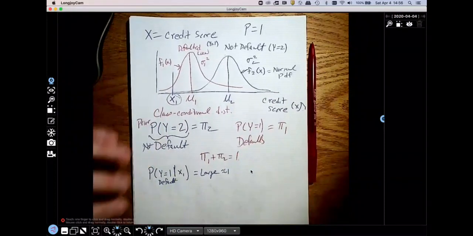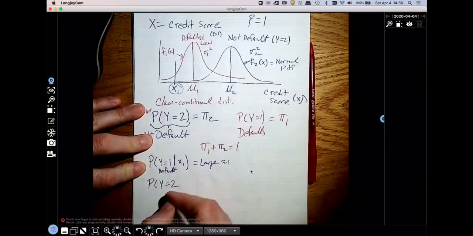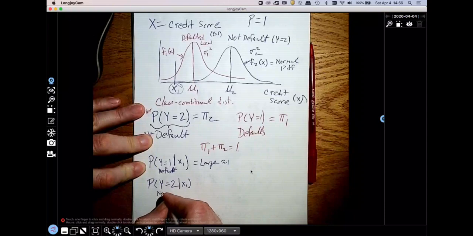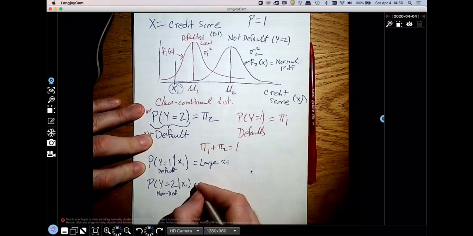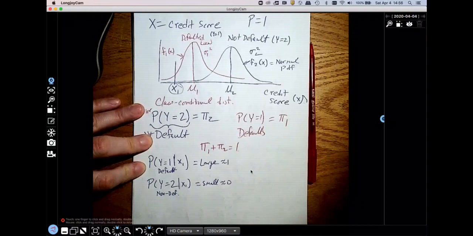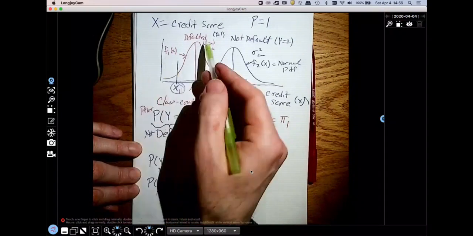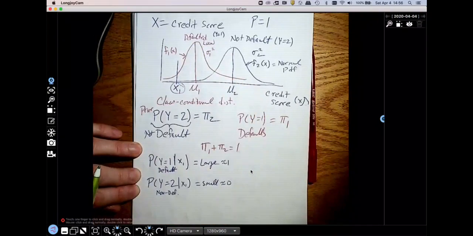All right. Likewise, we would say the probability that y is equal to 2 given x1, so this is the non-defaulter, is going to be small. In fact, it's going to be pretty close to 0. So an observation here is much more likely to have come from the red distribution than from the blue distribution.